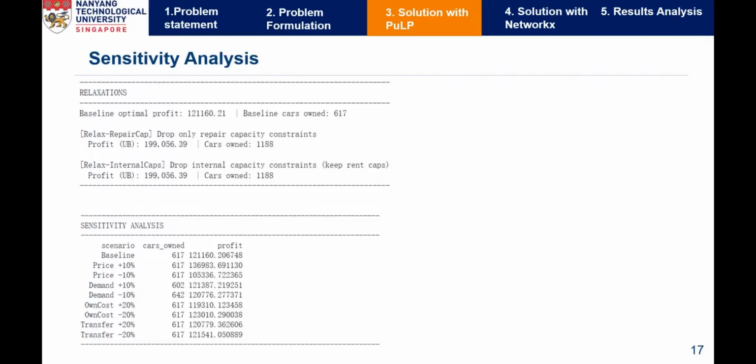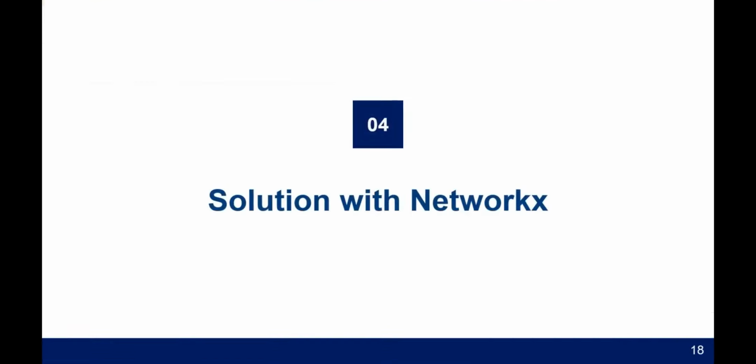Yes, and on the next page, from the sensitivity analysis, we can see that our model is most sensitive to price and repair capacities. Relaxing these constraints or improving repair capacity can significantly boost our profits, while other parameters such as transfer or ownership cost have relatively minor effects. That's all for the PuLP section. The next section will be NetworkX.